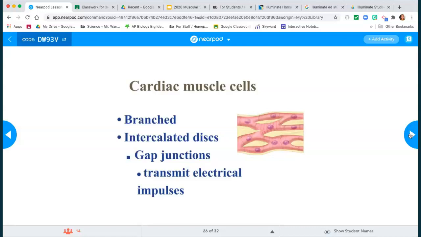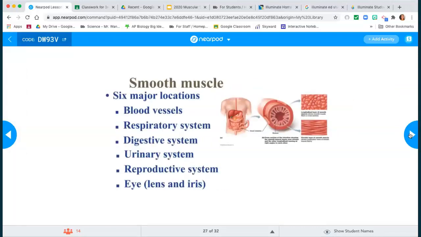We need our heart to beat in synchrony, right? You need it to all happen at the same time. Okay, so smooth muscle is a little bit different in how it's laid out in your body.